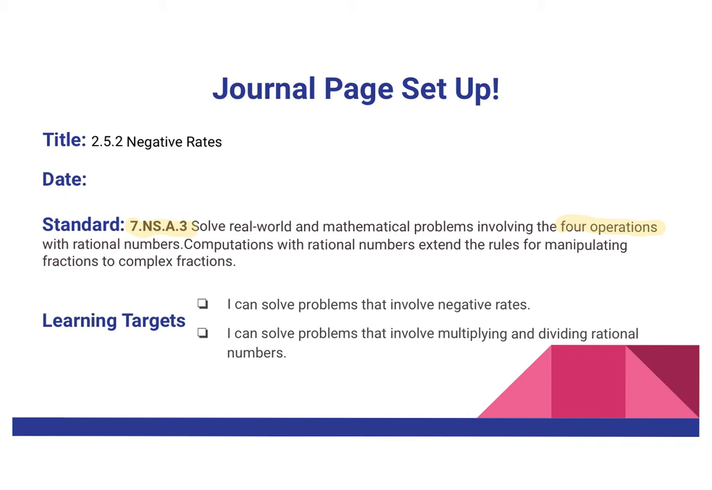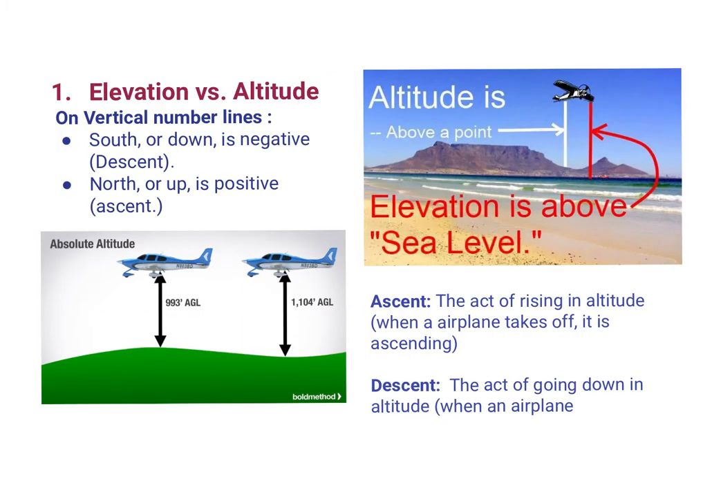So your learning targets today are: I can solve problems that involve negative rates, and I can solve problems that involve multiplying and dividing rational numbers. To get us started, let's talk about some pieces of vocabulary.